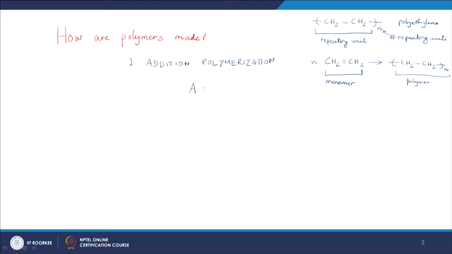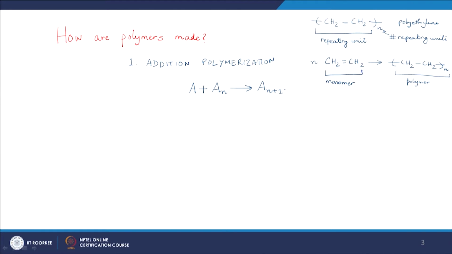which goes something like this: A plus A_n becomes A_(n+1). Starting from a monomer A, I will make something like A2. So two ethylenes will come together and form a butane type of molecule. Then that will come together with another ethylene and form a hexane type of molecule, and so on and so forth. So the chain will continue to build as the polymerization is taking place.